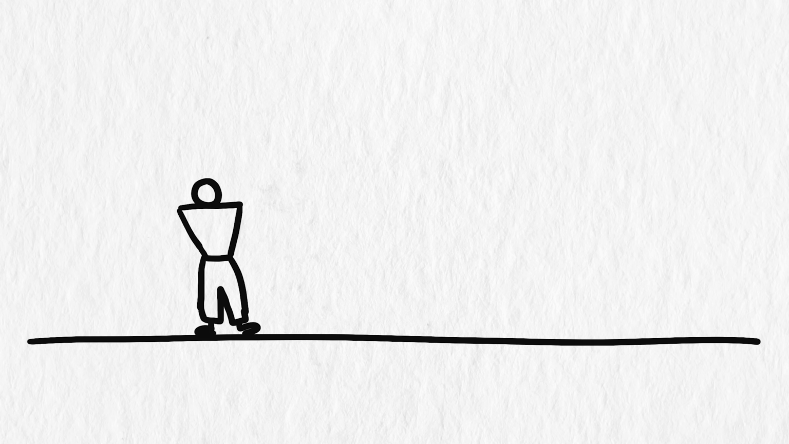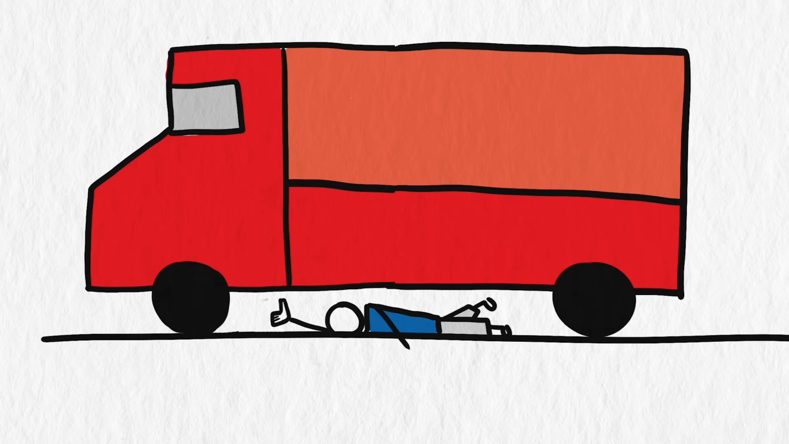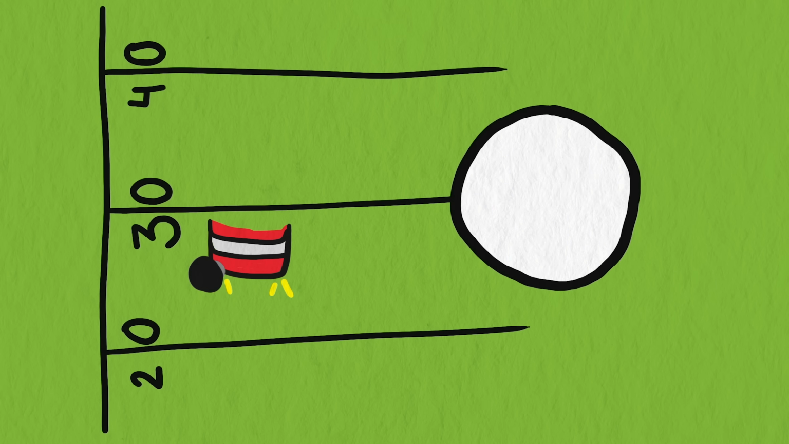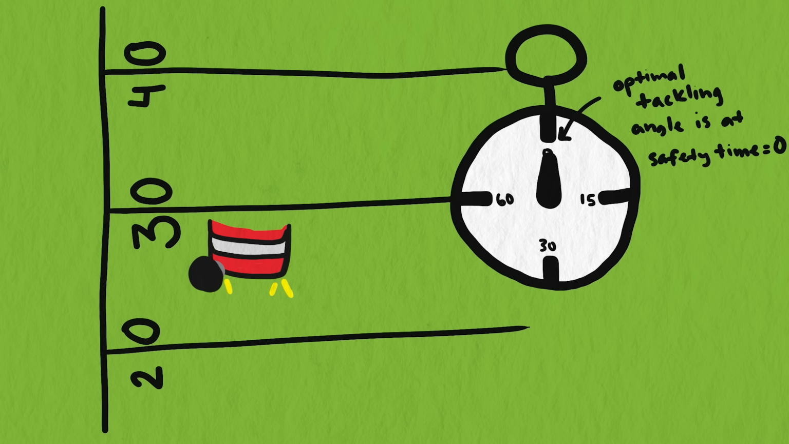This brings up the other way that the defensive back situation is different. The defensive back is trying to get hit by the truck, just the far corner of the truck. So the defensive back's not trying to maximize the time. They're trying to take an angle where the safety time is essentially 0. This will call for a different analysis of our model, which we'll do in a later video linked below.